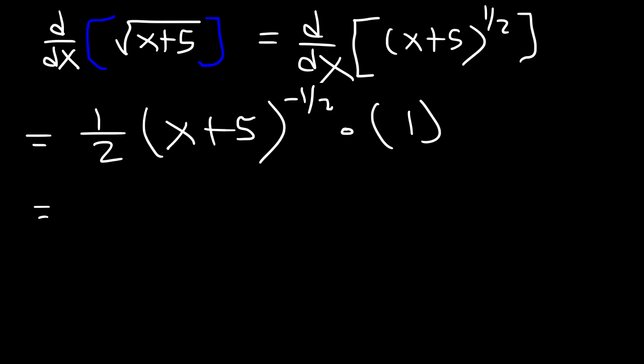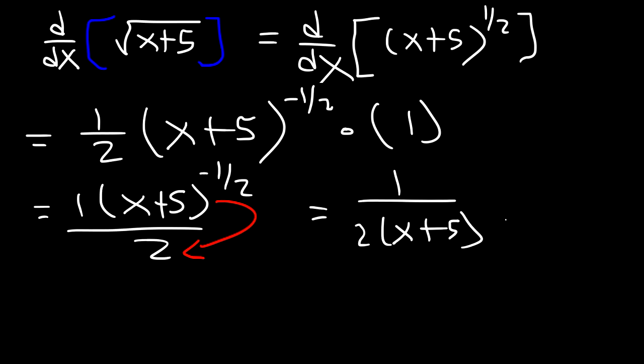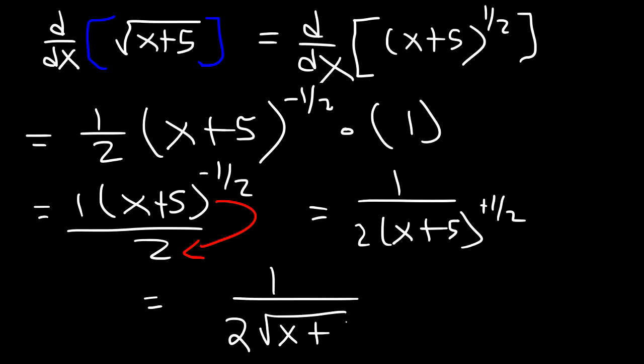Now we need to simplify our answer. So this is going to be x plus 5 raised to the -1/2 times 1 divided by 2. And now let's move this to the bottom. So it's 1/2 times x plus 5 raised to the -1/2, I mean positive 1/2 now. And so the final answer is 1/2 square root x plus 5. It's very similar to the last problem because this was a 1.